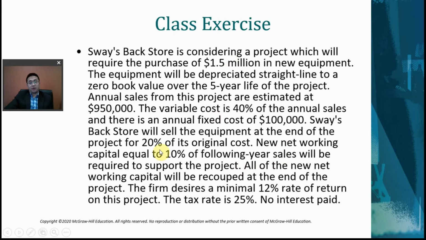New net working capital will be required. That is 10% of the following year's sales. So let's say you are going to have sales next year of $950,000, then today, this year, you're going to have $95,000, 10% of that, as inventory for preparation. So you have to maintain 10% inventory ahead of the year for each year's sales. And then after 5 years, when this project is liquidated and you will have no more sales, the existing inventory will be liquidated, sold off, and you will get the money back.